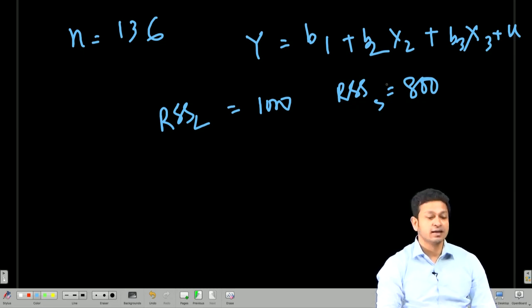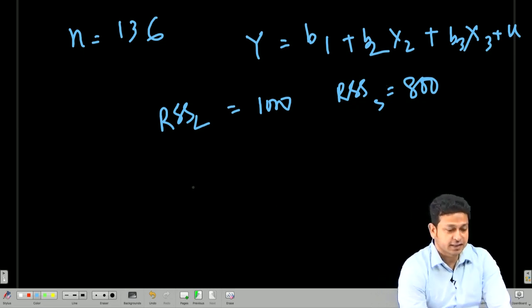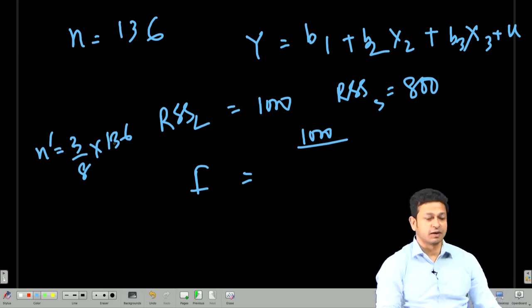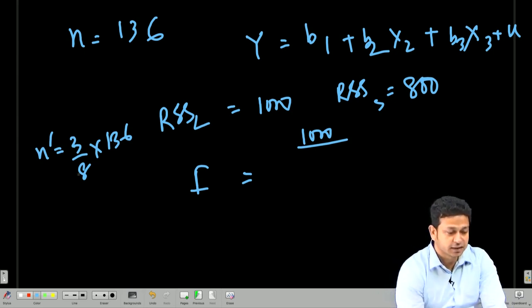Okay, so how do I do that? I simply get the F statistic. My F statistic calculated is going to be RSS2 over its degrees of freedom, and my n is 136. So my n prime is going to be 3/8 of my n. I took this number for my own convenience. If I multiply it, it's going to be, I think, 51. Okay, so n prime is 51.